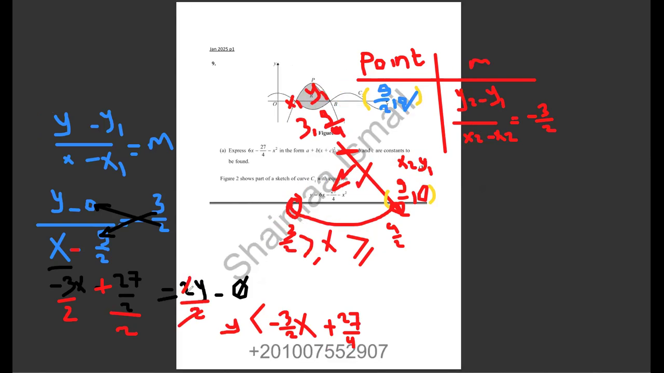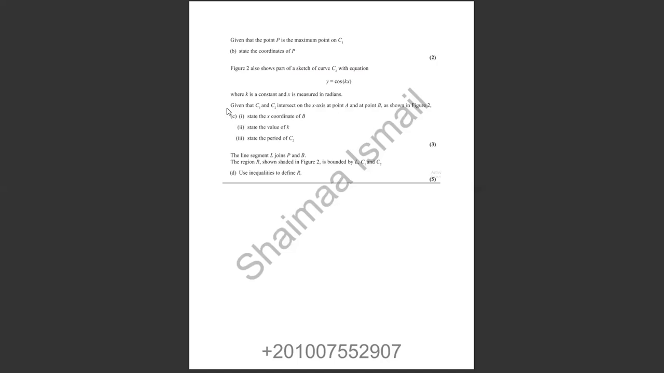So in this question, the last thing is to use inequalities to define the R, which has 5 marks. Let's write the 5 equations. We said the first equation was the cosine equation, which will be y more than cosine pi over 3 x, or third pi x, both are right, or y is more than cosine third pi x.